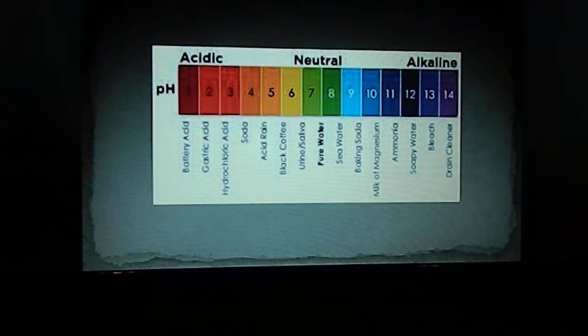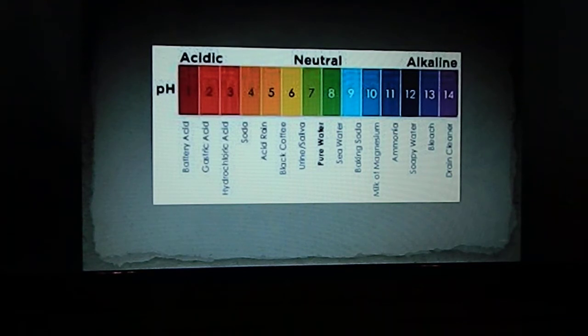Drain cleaner is made of sodium hydroxide, right? Sodium hydroxide is also the molecule that makes up a substance called lye. Lye was used as a soap by early Americans. It was a dry form of sodium hydroxide, and it was used as soap.